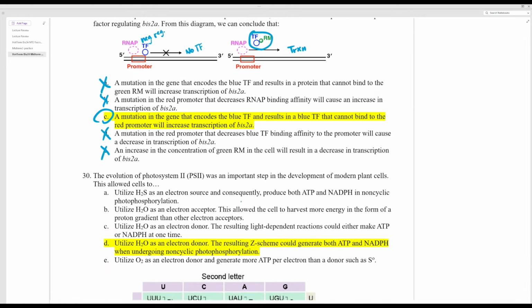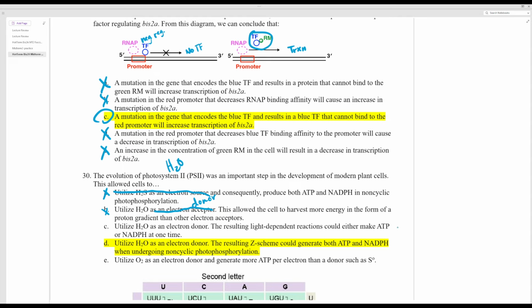All right, 30. The evolution of photosystem 2 was an important step in the development of modern plant cells. A, this allowed cells to utilize H2 as an electron source. Nope. The evolution of photosystem 2 uses H2O as an electron source. B, utilize H2O as an electron acceptor. Nope. It's an electron donor. C, utilize H2O as an electron donor. Okay, getting better. The resulting light-dependent reactions could either make ATP or NADPH at one time. This is not true.